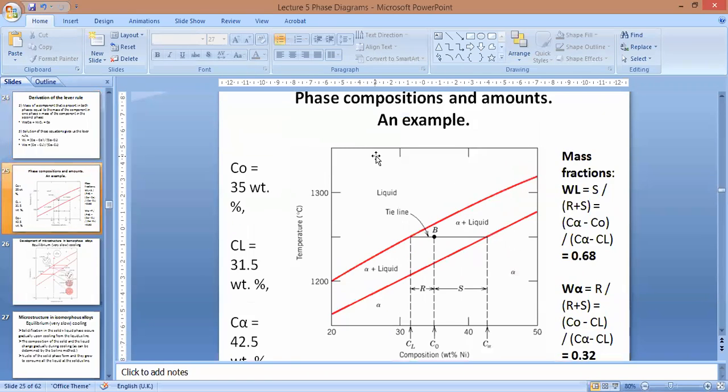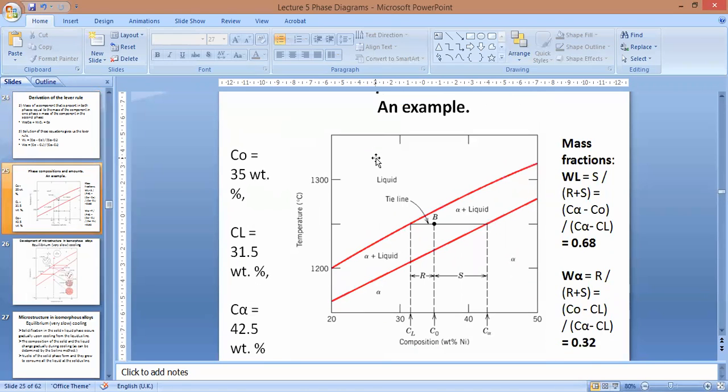Another example here. You have our tie line here, and you have our point B over here. Where your tie line is touching the solidus line, when you drop it, is our C alpha, the concentration at alpha, which is 42.5. Then where our point B is lying is our C0. C0 is 35, as you can see here, 30, 35, and 40. So it's somewhere in the middle here, it's 35.